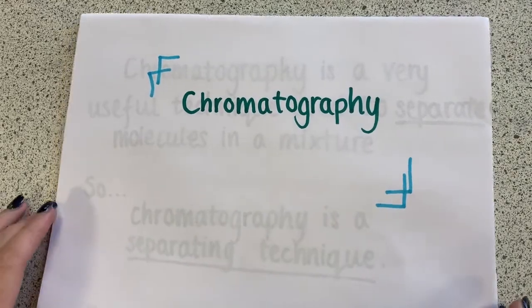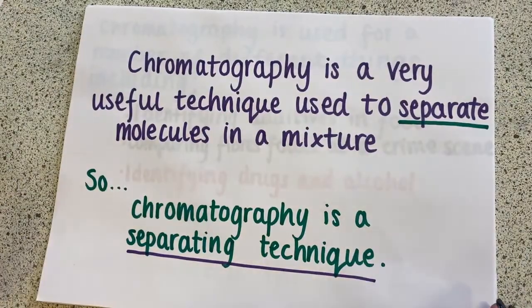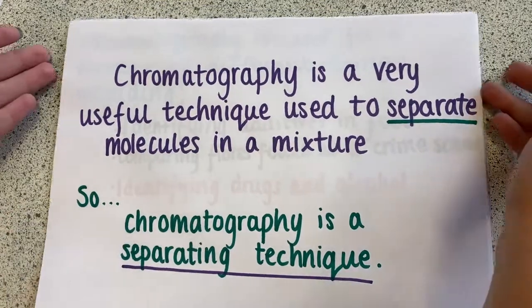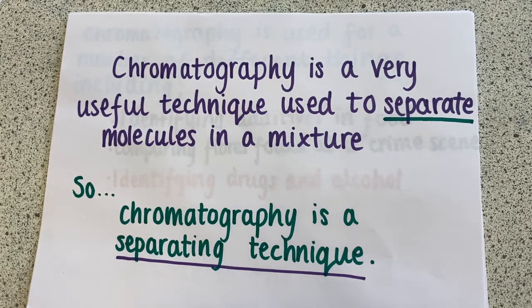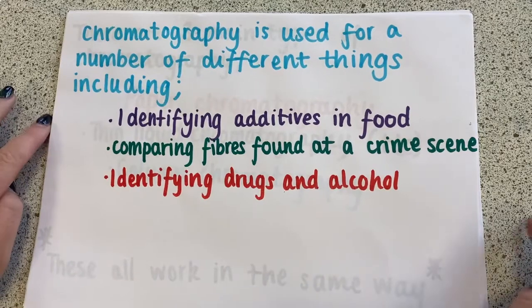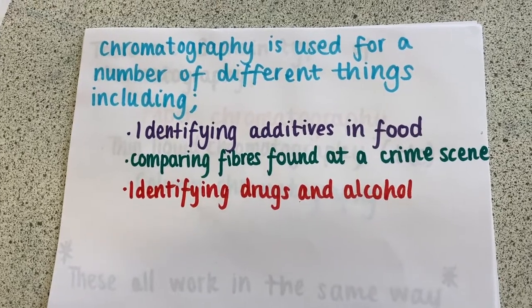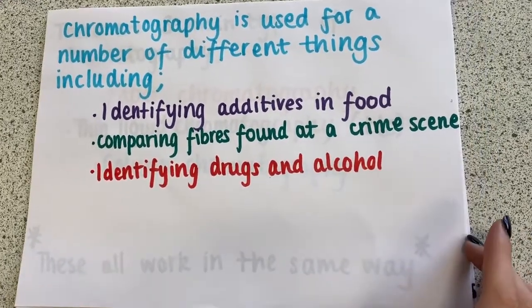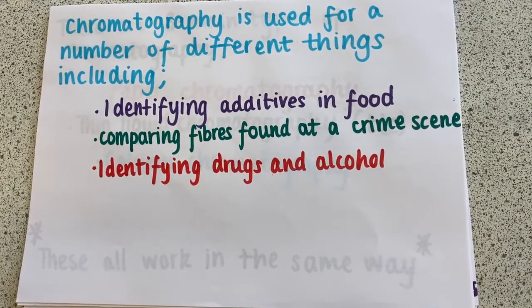Okay, so this video is going to be on chromatography. Chromatography is a really useful technique for separating molecules in a mixture. It's used a lot in society for identifying different compounds that exist within different mixtures or substances. It's used for identifying additives in food, comparing fibres found at a crime scene, and identifying drugs and alcohol.